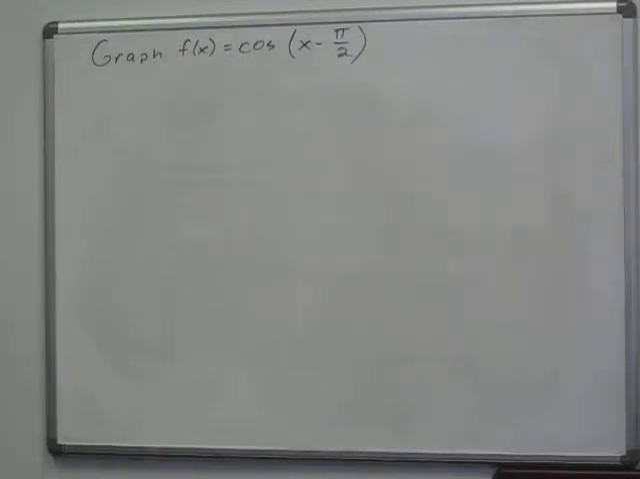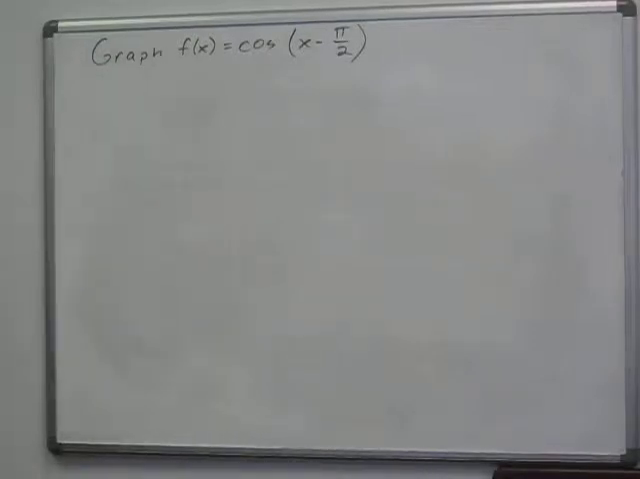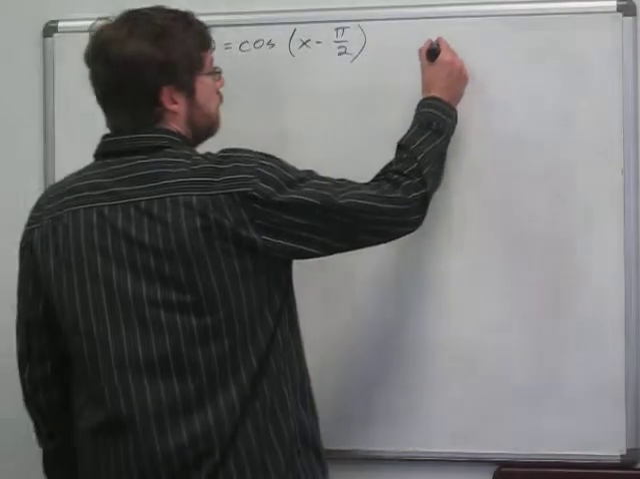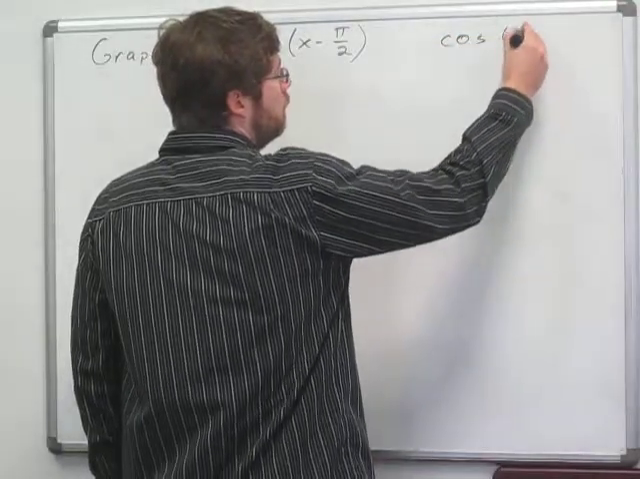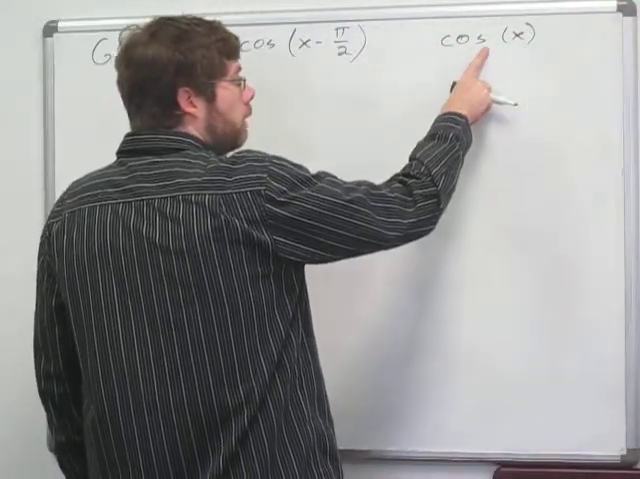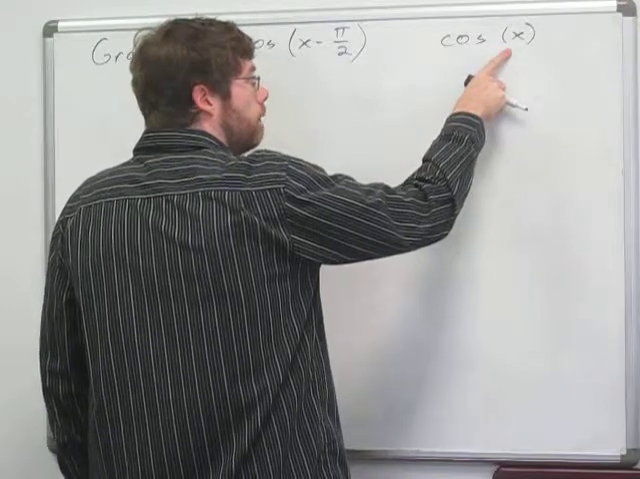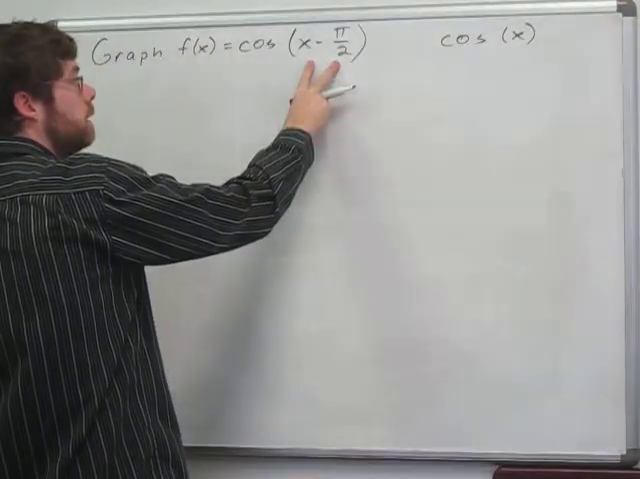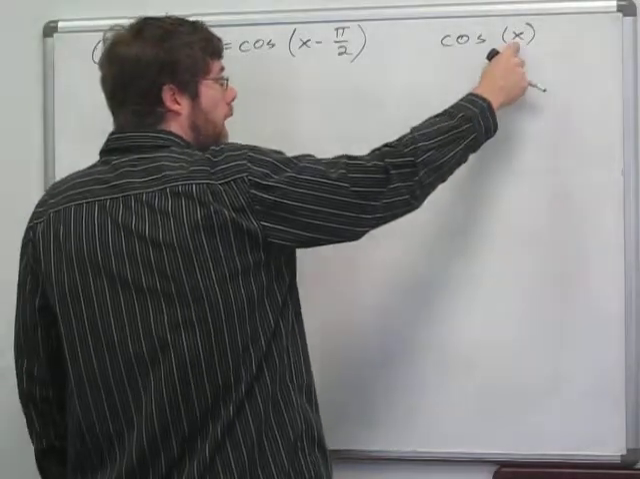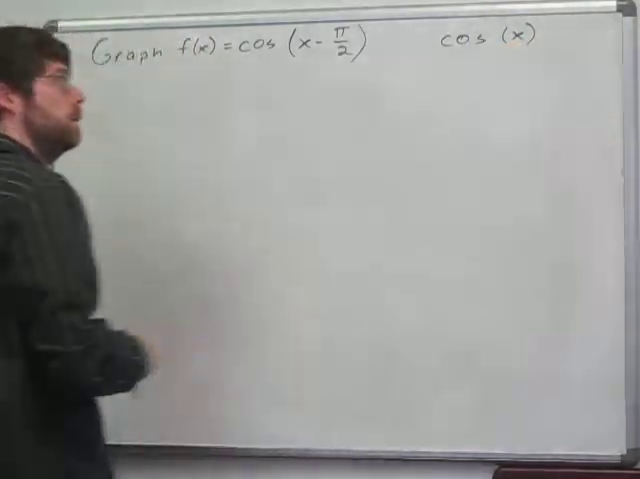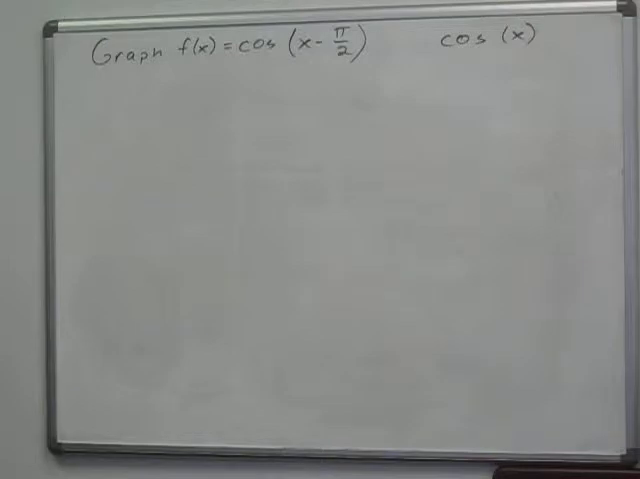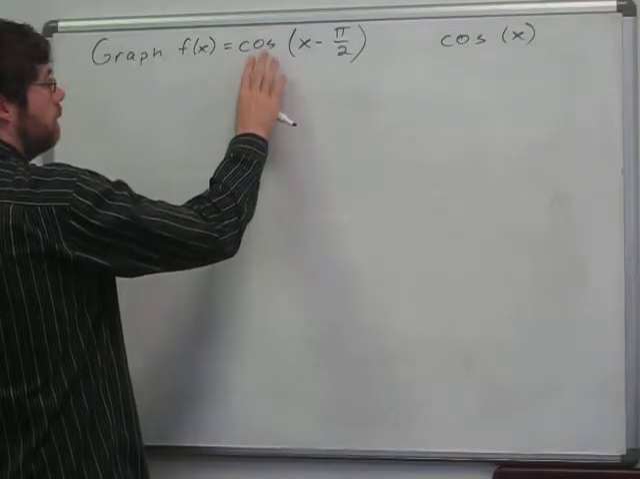In this video, I want to talk about the idea of phase shift for the graph of a trig function. Let's start by considering the graph of cosine of x minus pi over 2. Recall from algebra that if you take a function, in this case cosine of x, and you substitute x minus pi over 2 in for x, then the effect is to shift your graph to the right pi over 2 units. So that's all that we have done with this function.